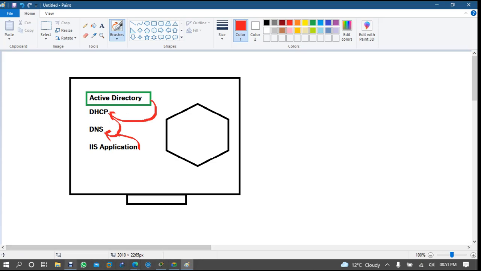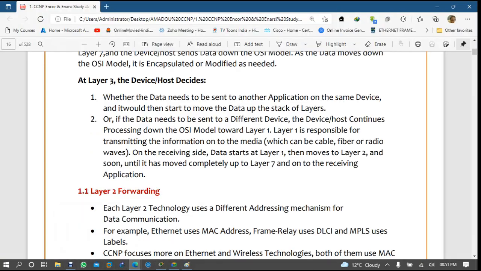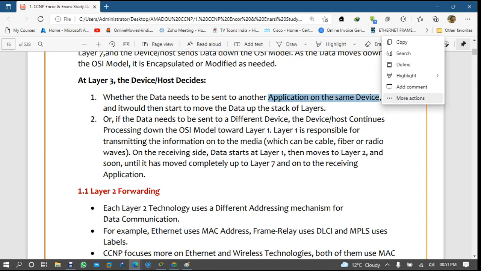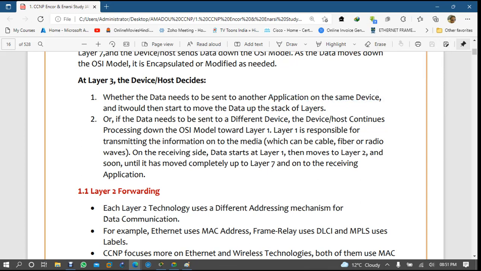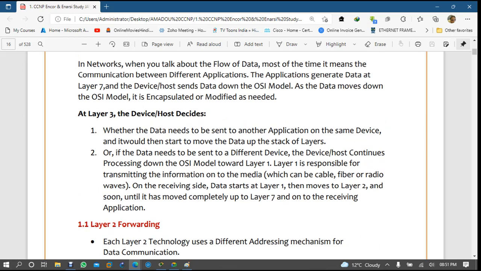So what this is saying is that whenever you are sending some data, and maybe the application you are using is on the same device, it doesn't mean that it will follow the same process of the OSI reference model. Are you understanding?